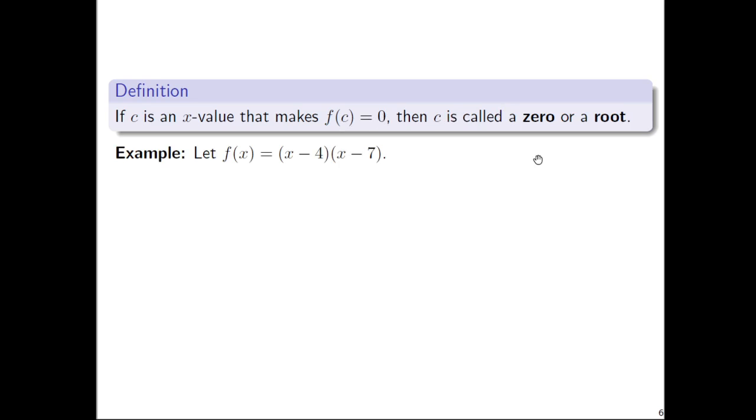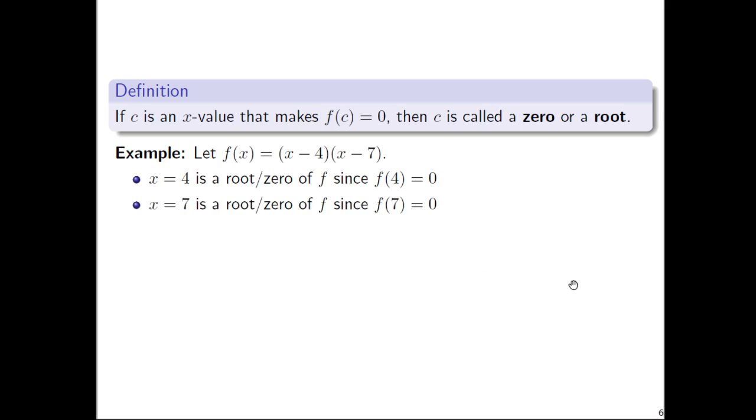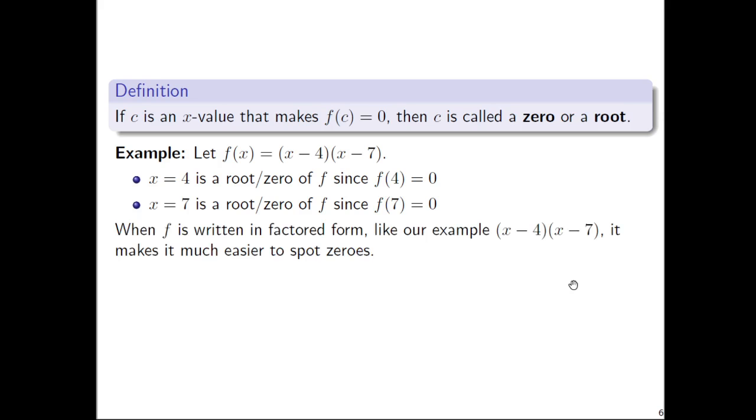So for example, let's look at f of x equals x minus 4 times x minus 7. Now x equals 4 is a root or a 0 since f of 4 equals 0. If you were to plug in 4 for all the x's here, you'd have f of 4 is equal to 0 times negative 3, which would be 0. Since f of 4 simplifies to 0, x equals 4 is called a root or a 0. It's funny to call 4 a 0, but that's the language that gets used. Similarly, x equals 7 is a root or a 0 because f of 7 equals 0.